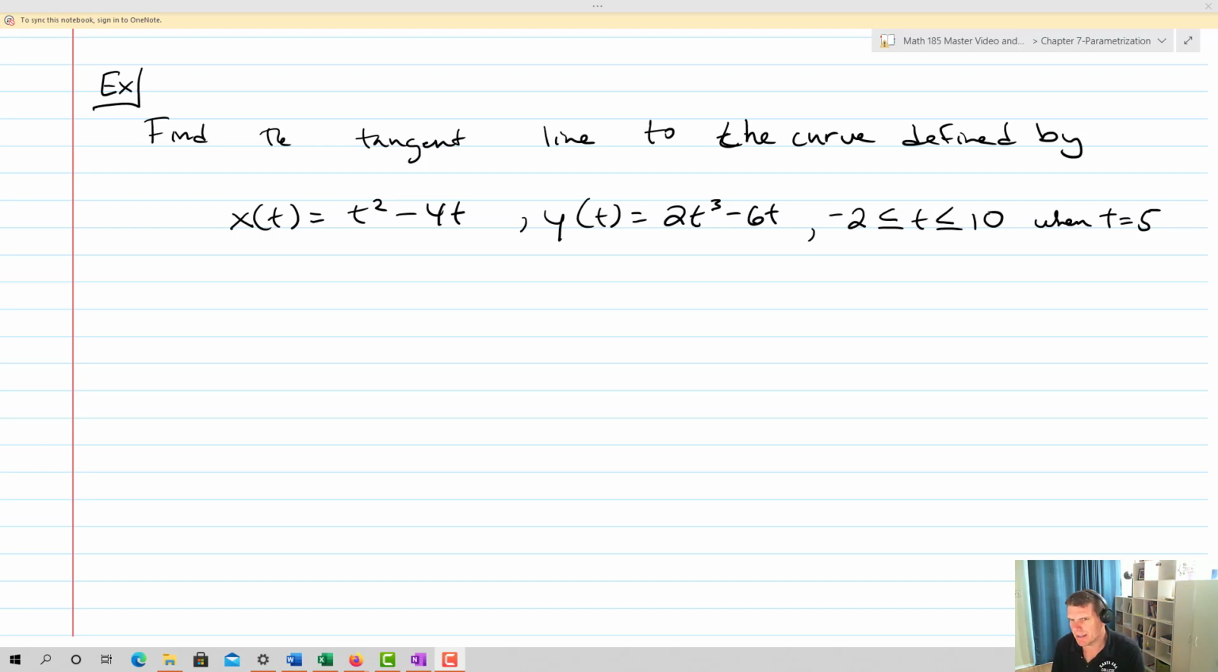Now notice this is a bit different. It's not when x equals something. It's going to be when our particular time t equals something. Now, we need to find dy dx because dy dx is going to be the slope of the tangent line.